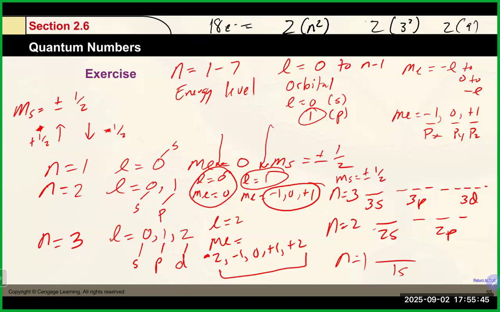That works very nicely in case you get to, say, the 6th energy level. You don't want to draw all that out and try to figure out how much is going on there. So you can just take 6 squared, which is 36, and multiply it by 2. That would get you the 72 electrons that you can put in there.